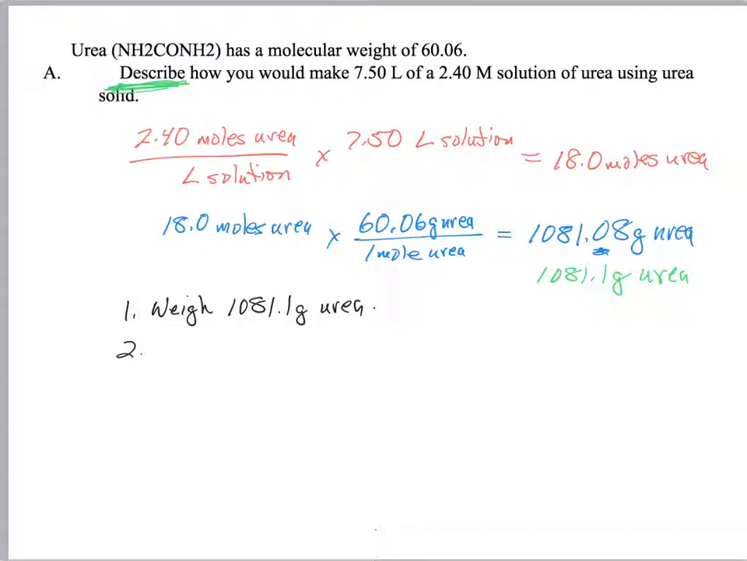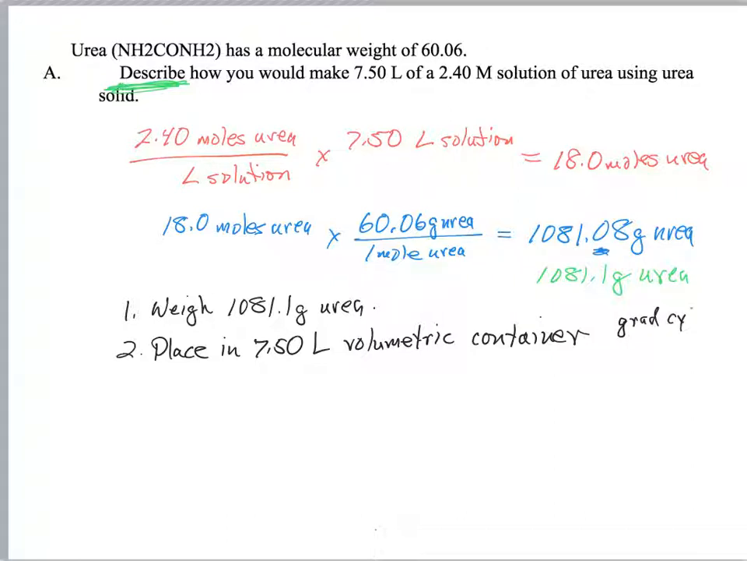Two, we would place it in a 7.50 liter volumetric container. And remember, beakers and Erlenmeyer flasks are never volumetric containers. So this would be a graduated cylinder or a volumetric flask. Those would be considered volumetric containers.